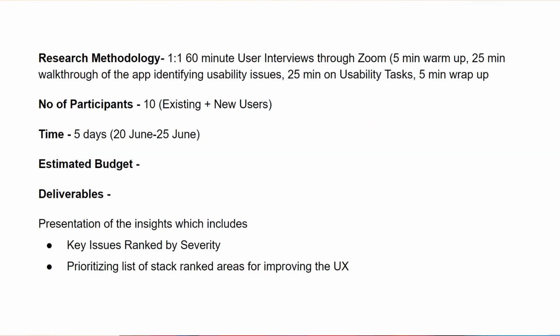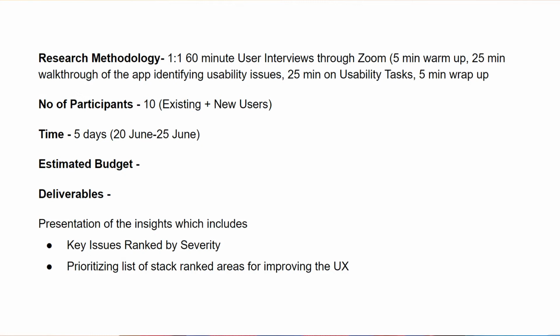And then you will include your research methodology. Let's suppose that you are planning to conduct qualitative research, so mention how long the interview would be. You may mention the breakdown of the interview, like a 5-minute warm-up, a 25-minute walkthrough of the app identifying usability issues, 25 minutes on usability tasks, and then a 5-minute wrap-up. It's not necessary to include, but including them is fine as well. Include the number of participants.